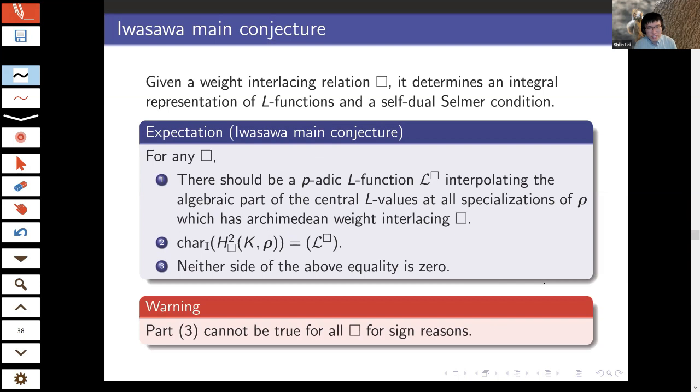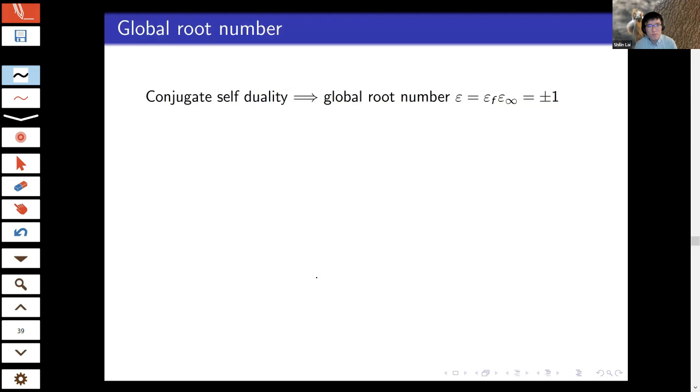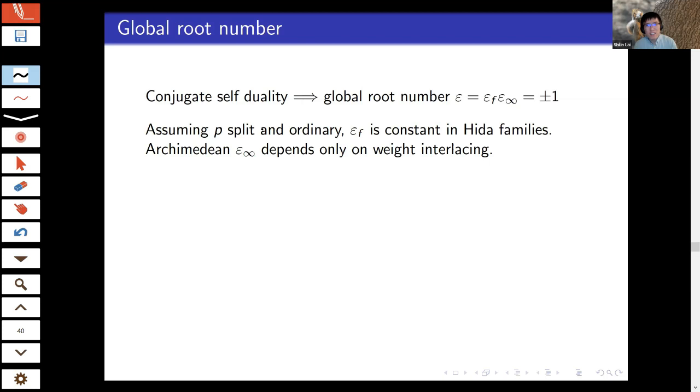And the point is, this expectation just cannot hold for very trivial global root number reasons. And I will explain on the next slide. Basically, if both sides are zero, this is trivial. So I will briefly explain the global root number reason. Because p is split and ordinary, you can prove that epsilon F, the finite part of the epsilon factor defined on the Galois side, is constant in the Hida family. So the Archimedean epsilon factor depends only on weight interlacing.